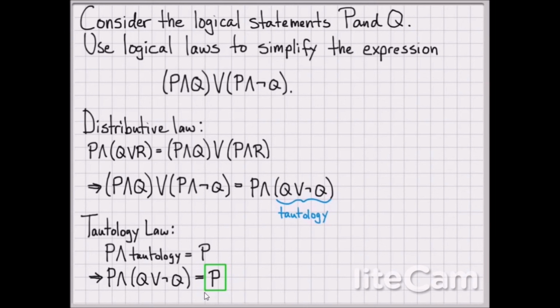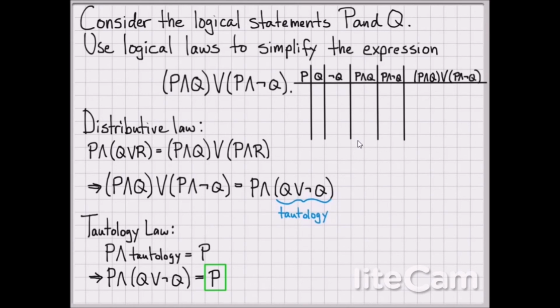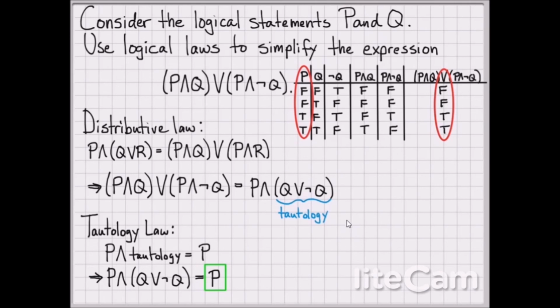To prove that this is the right answer, we could do a truth table. Once we have finished filling up our truth table, we would be able to compare the answer with P. You can see that they match. Hence, the value for P is correct.